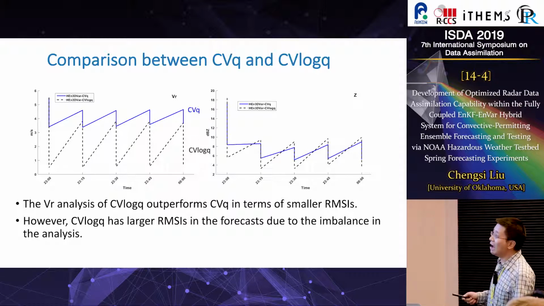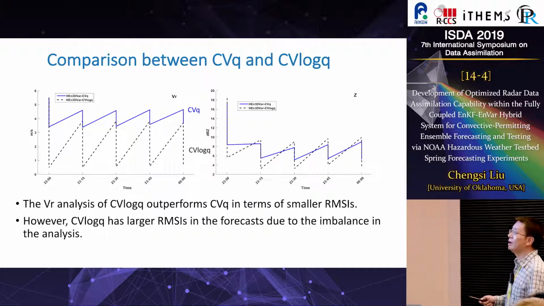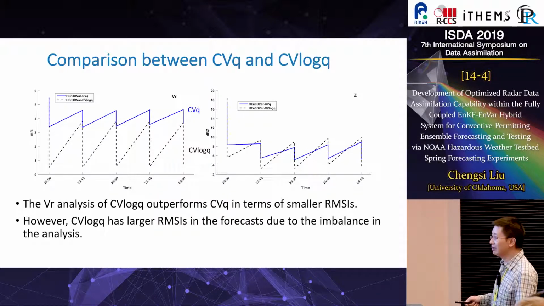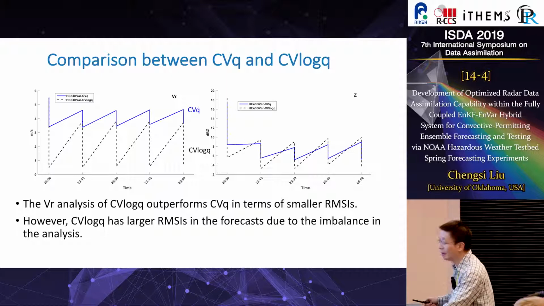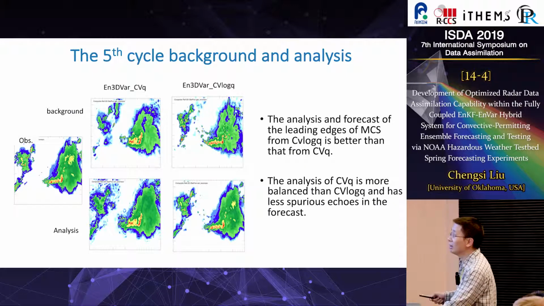This is the IMSI for each cycle. We can see the VR, the radial wind analysis, the CV log Q outperforms CVQ in terms of a smaller IMSI. However, if we check the reflectivity, we can see after 15 forecasts, the RMS actually is larger than CVQ, because of the imbalance in the analysis and some high reflectivity cores produced. So that's why it works.